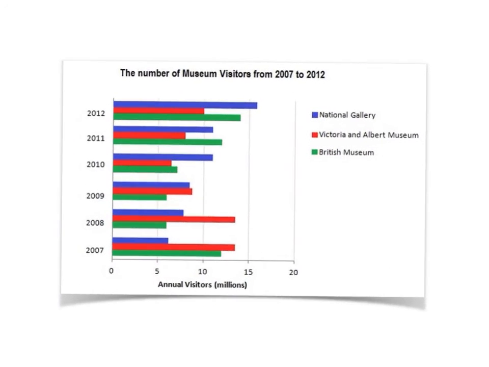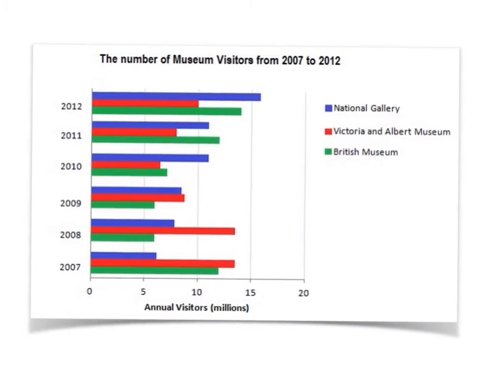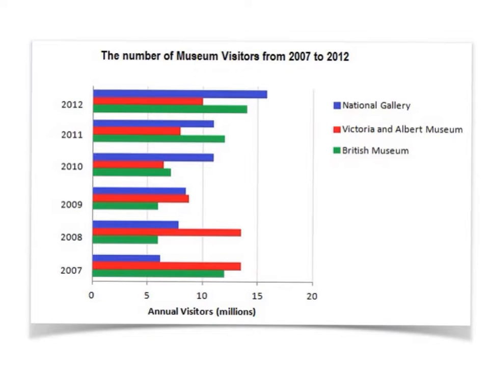This is a more complex bar graph, but it's still a bar graph nonetheless. Let's have a look what it's showing you. The number of museum visitors over a period of time, 2007 to 2012, at these different galleries. And the years are on this axis here, and we've got the total in millions here. So again, try and pick out the general trend.